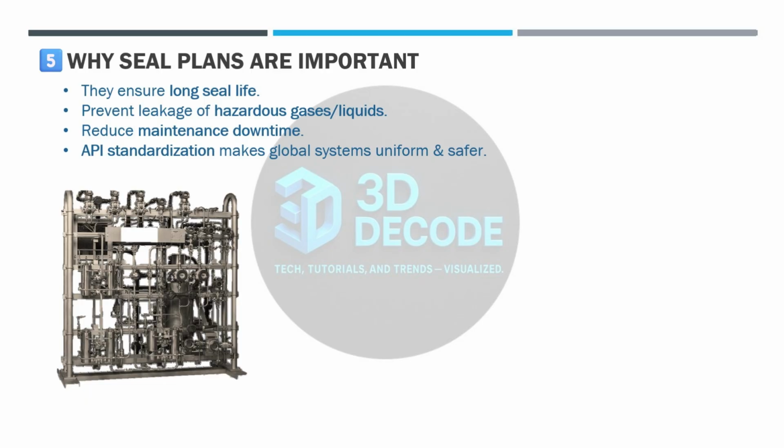5. Why seal plans are important. Ensure long seal life. Prevent leakage of hazardous fluids. Reduce maintenance downtime. API standardization equals global safety and reliability.